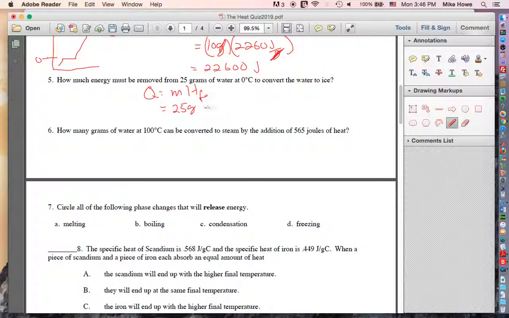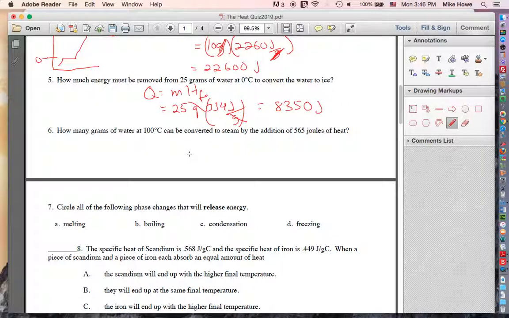So we multiply that by 334. And 25 multiplied by 334 is 8,350 grams. Oh, excuse me, joules, not grams, because grams cancel. So that's the joules.